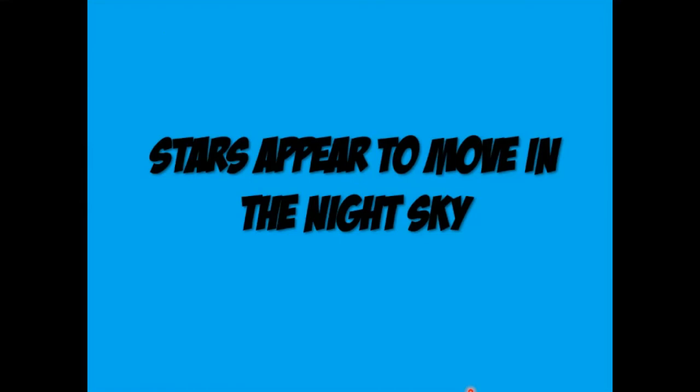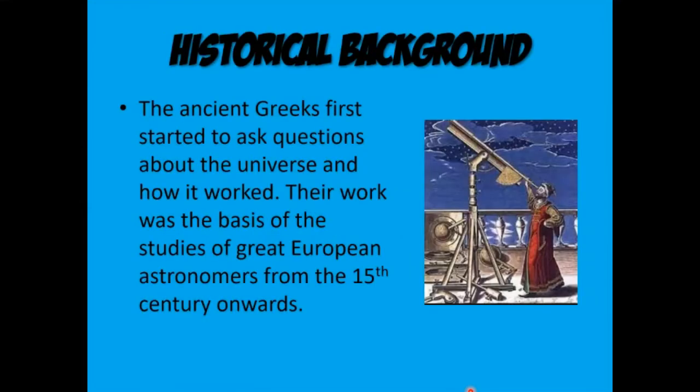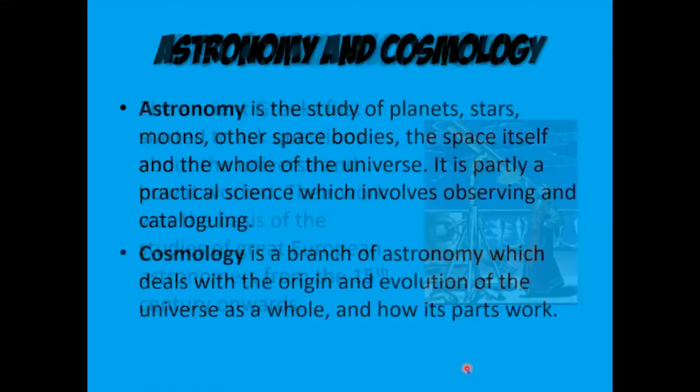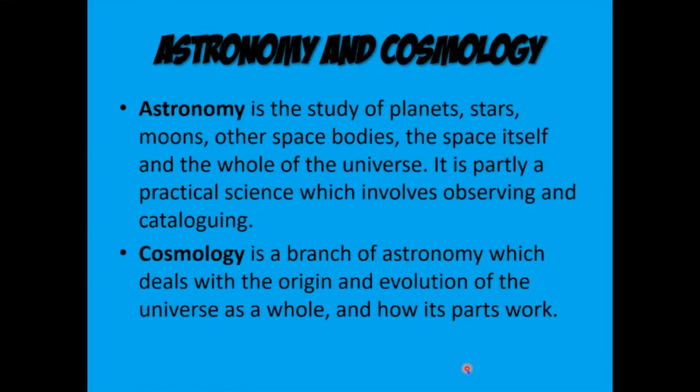And then, according to its historical background, the ancient Greeks first started to ask questions about the universe and how it worked. Their work was the basis of the studies of great European astronomers from the 15th century onwards. So astronomy is the study of the planets, stars, moons, other space bodies, the space itself, and the whole of the universe. It is partly a practical science which involves observing and cataloging. In terms of cosmology, ito yung branch ng astronomy which deals with the origin and evolution of the universe as a whole and how its parts work.